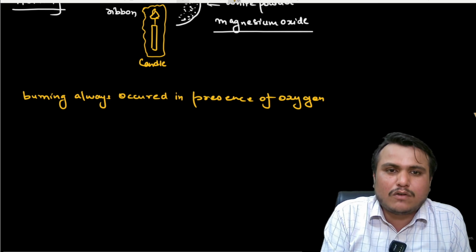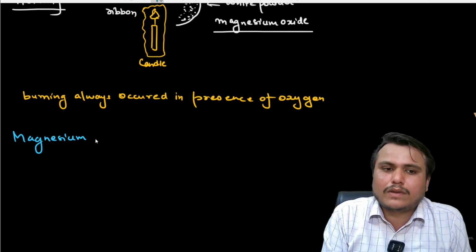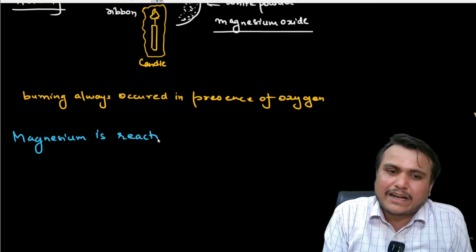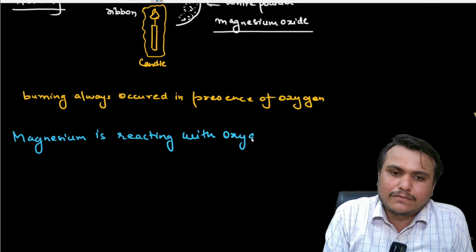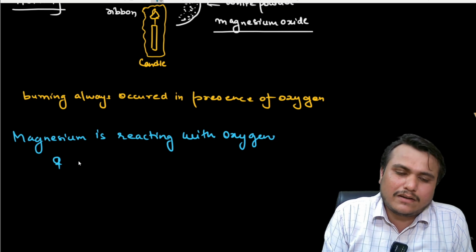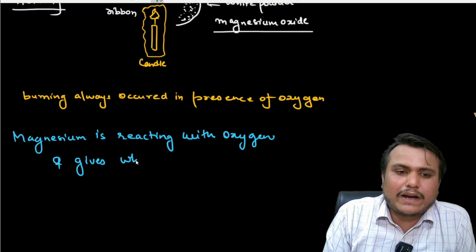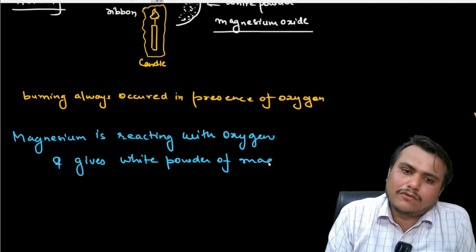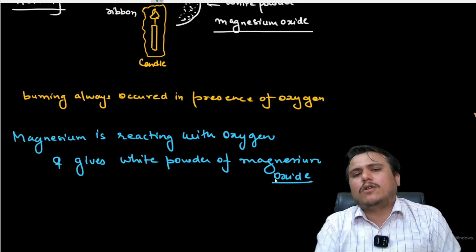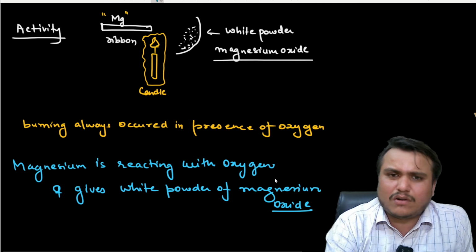So it means that overall, magnesium is reacting with oxygen and gives a white powder of magnesium oxide. So this is an activity which is given in your NCERT on the very first page.